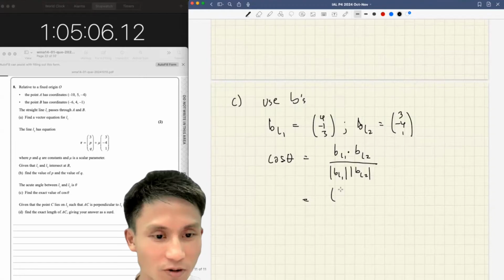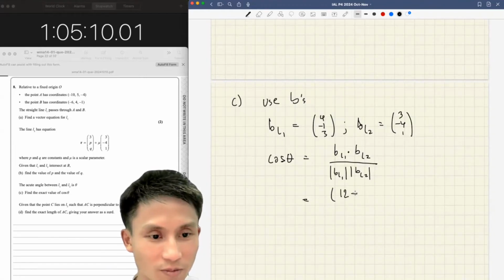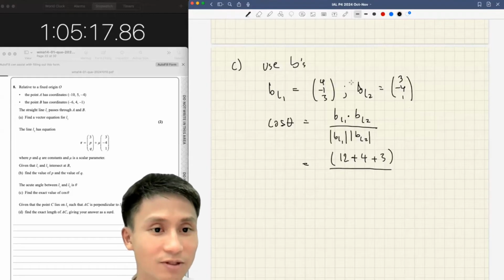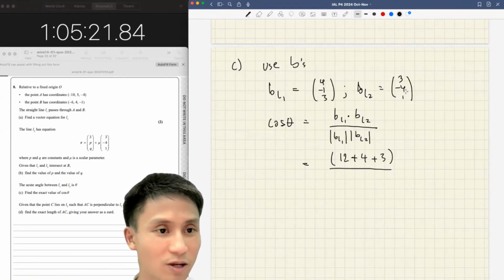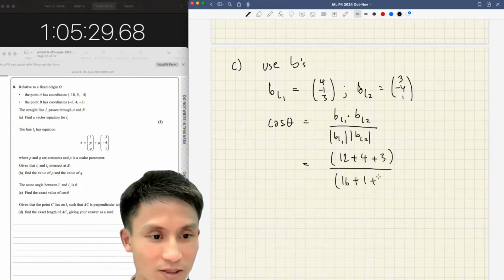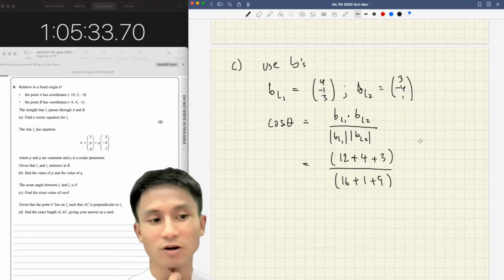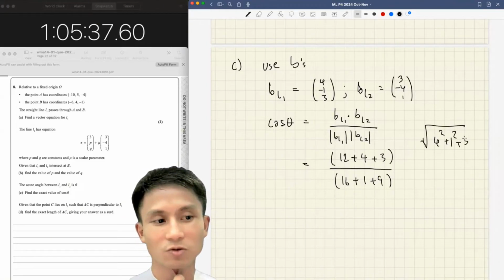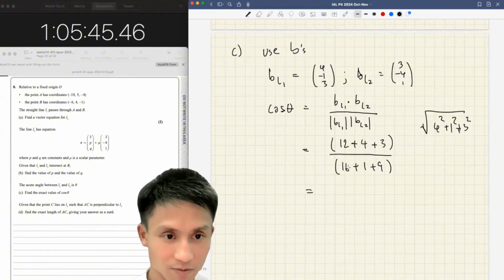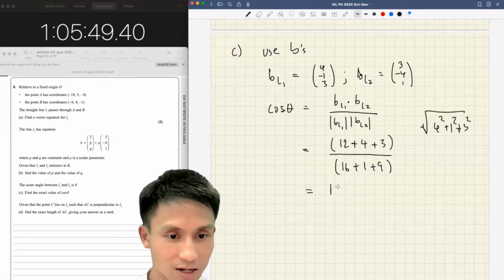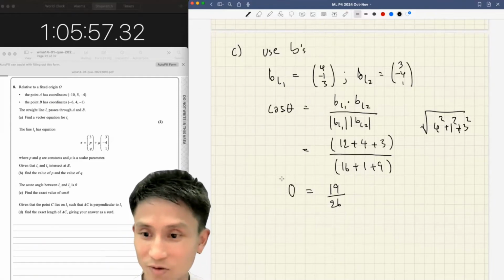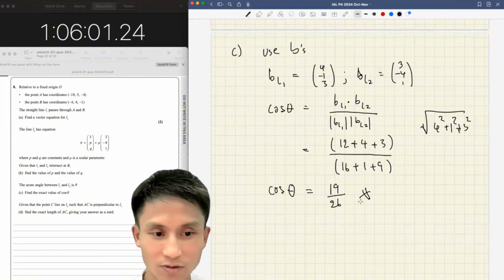So if you dot them there, 4 dot 3 gets 12 plus 4 plus 3 on top. And at the bottom here, I think they have the same magnitude because we have 4 and 1 and 3 and 4 and 1 and 3. The sign doesn't matter. So this is just 16 plus 1 plus 9 for the absolute, because you're going to have the square root of 4 squared plus 1 squared plus 3 squared. And then you multiply them here, so the square root sign cancels. All right, that's why I did that. So cos theta is going to be 19 over 26, right? That's the exact value of cos theta. That's done. So there you go. That's it.